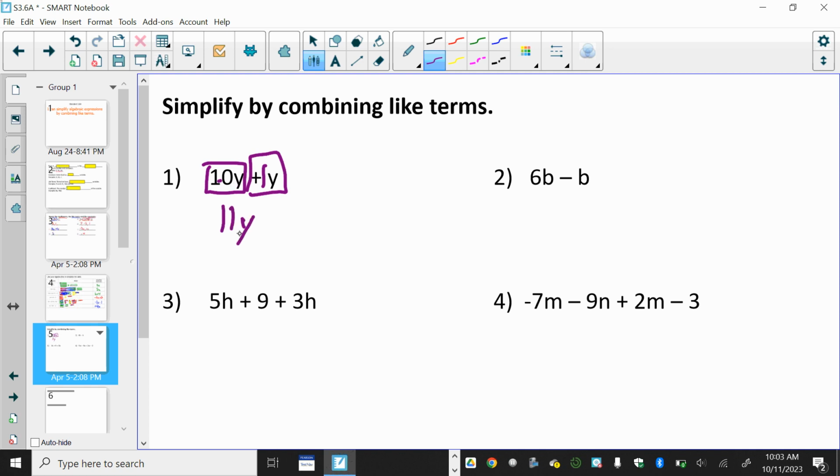Alright, that one's done. Same thing here. I'm going to put 1 in front of my b. I have 6b. I have minus 1b. They're the same term. 6 minus 1 is 5. And down to b.